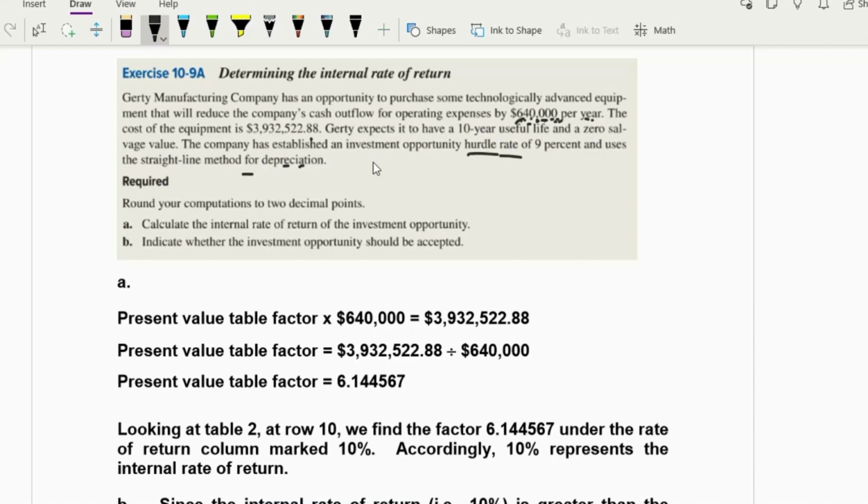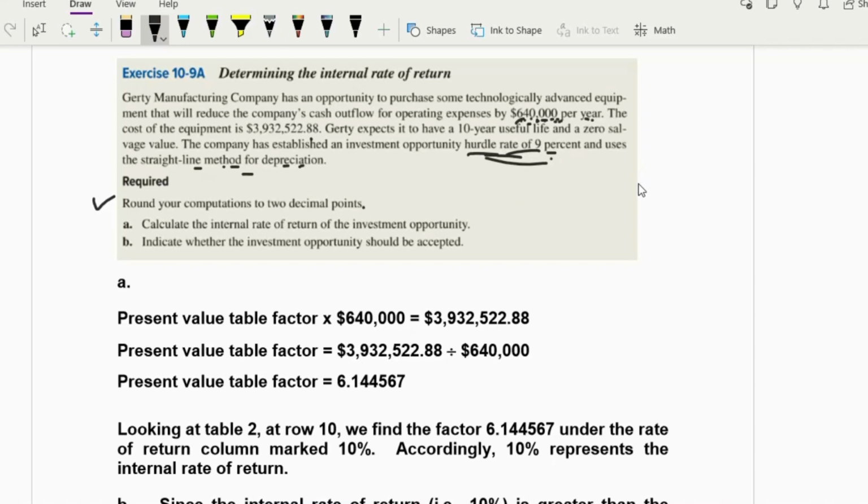The company has established an investment opportunity hurdle rate of 9%, meaning if the investment provides more than this, they are going to invest in that. If the rate will be less than this, they are not going to invest in this option. Use the straight line method for the depreciation. Requirement is round your computation to 2 decimal points. Calculate the internal rate of return of the investment opportunity, meaning how much return this investment opportunity provides.